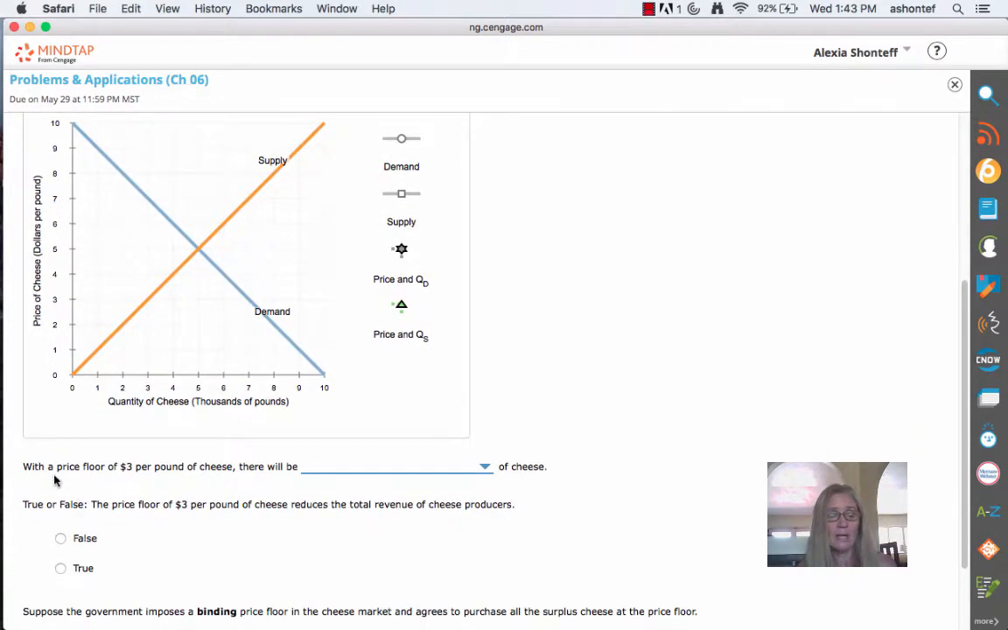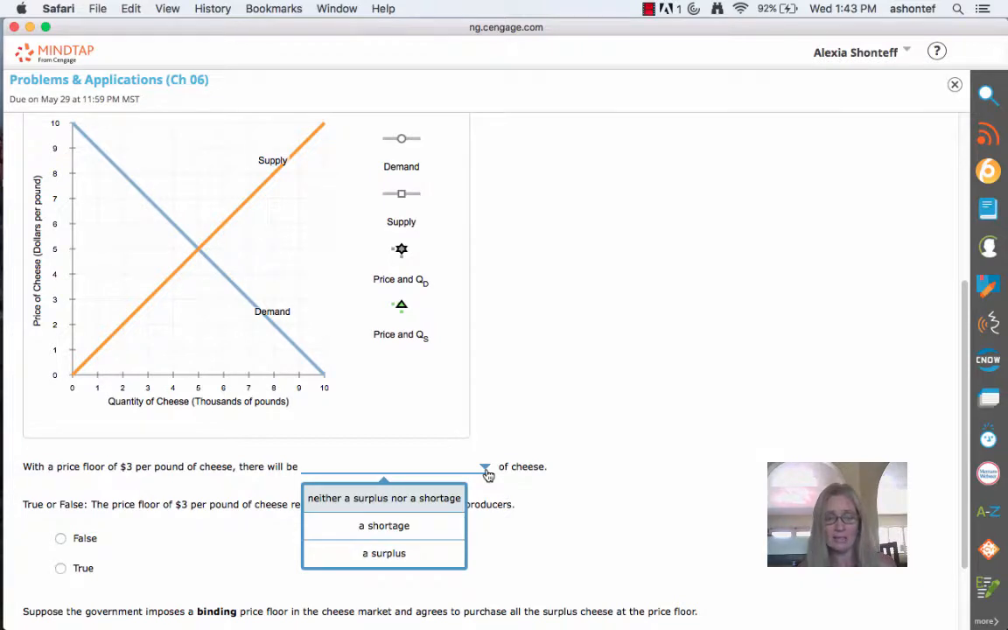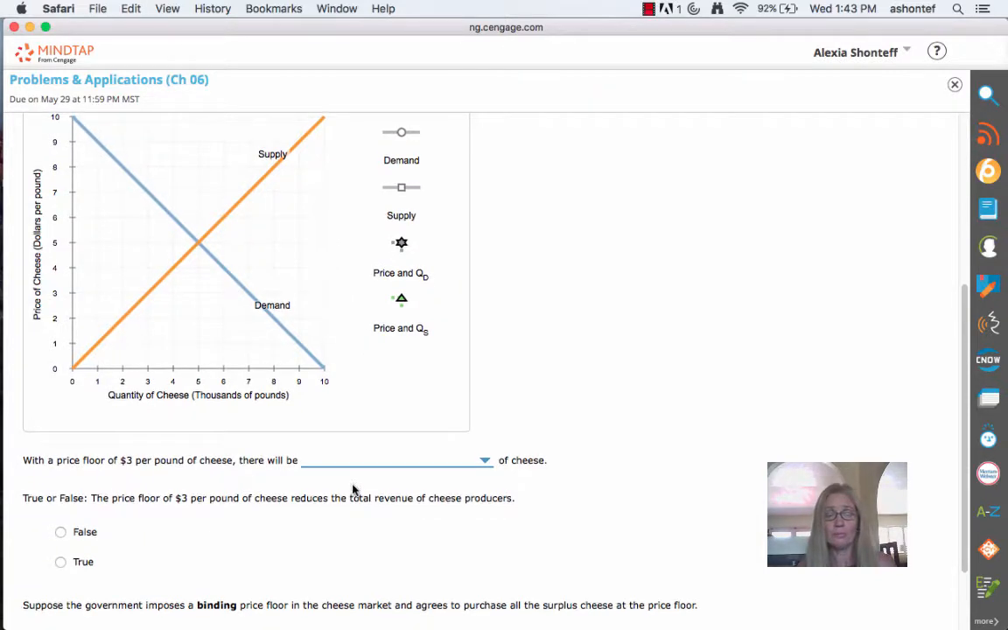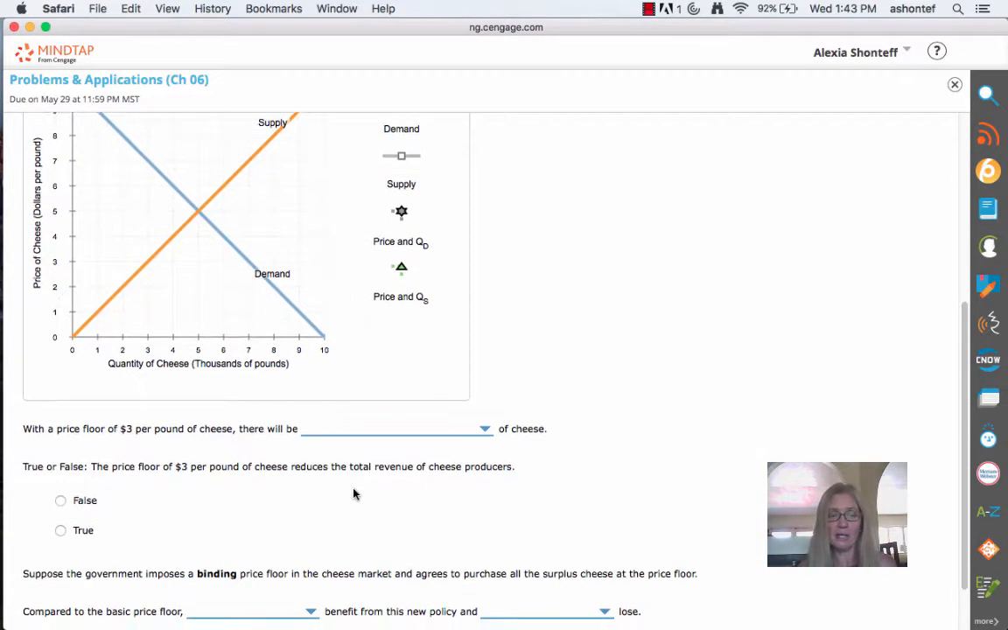The next part says, with a price floor of $3 per pound of cheese, there will be, and then it says blank, either a shortage or neither, or a surplus of cheese. Again, the price is set below equilibrium, but this is a price floor. So make sure to think about what's happening here.